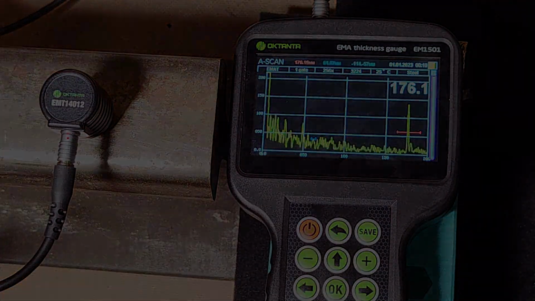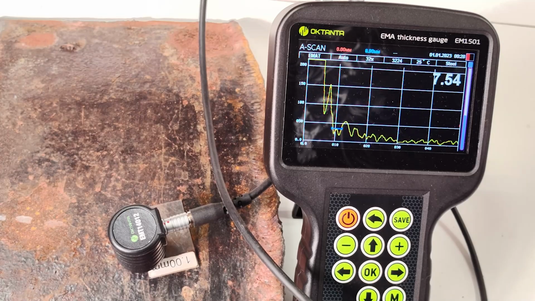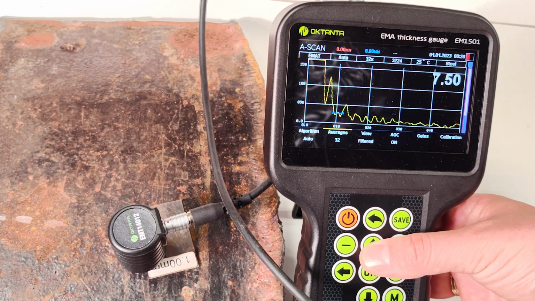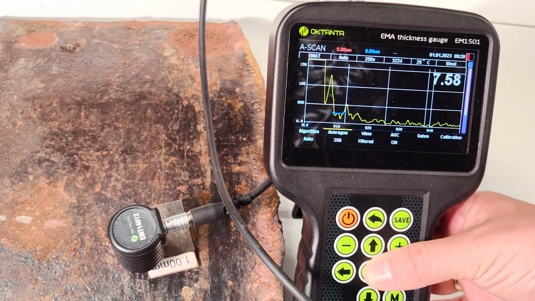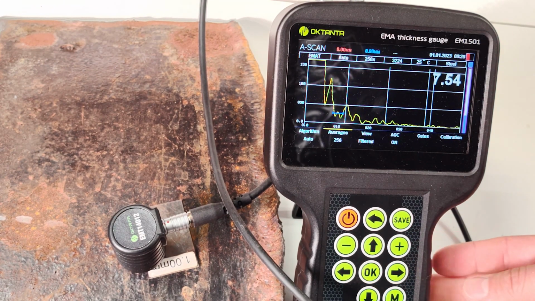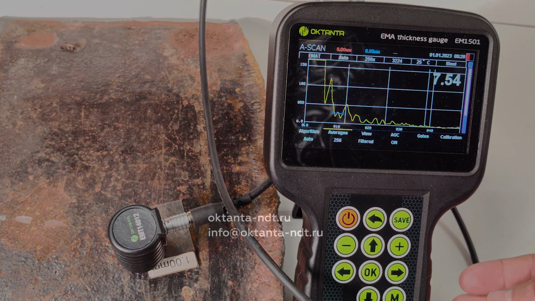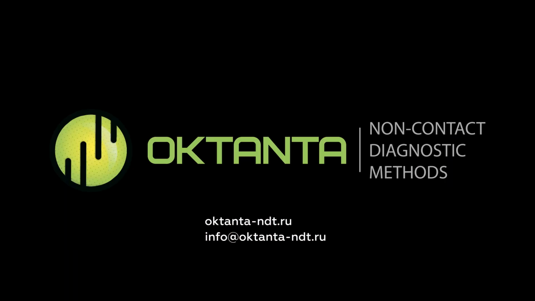In conclusion of the video, let's consider another useful A-scan tool: adjusting the number of averages used by the device. Here we see noise leading to unstable measurement results. Let's increase the number of averages. The measurement time will increase, but the reliability and accuracy of measurements will increase too. A-scan is an effective tool for an experienced non-destructive testing specialist.